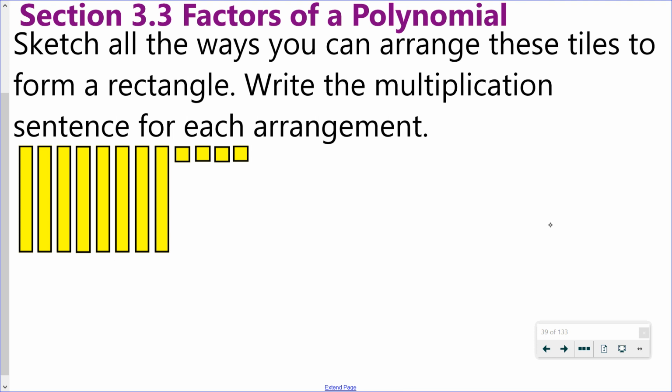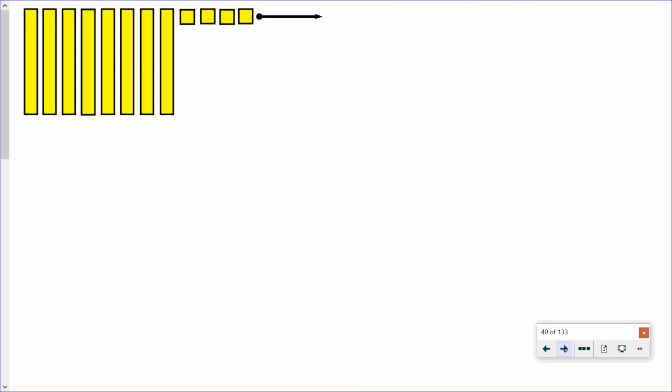So, for example, if I start with 8 variable tiles and 4 ones, which is really the polynomial 8x plus 4, I want to look at how many ways can I factor that? How many ways can I put this together to form a rectangle? Remember, the area of the rectangle is the polynomial, and the length and the width would therefore be the factors. So let's look at all the different ways that we could arrange it.